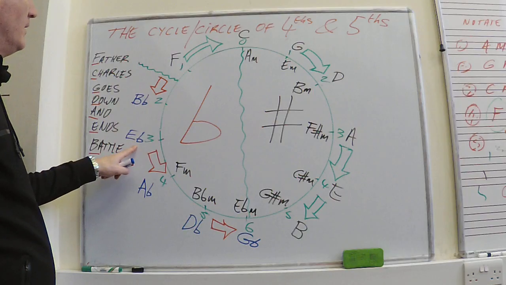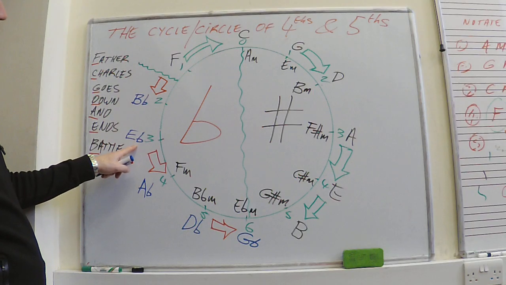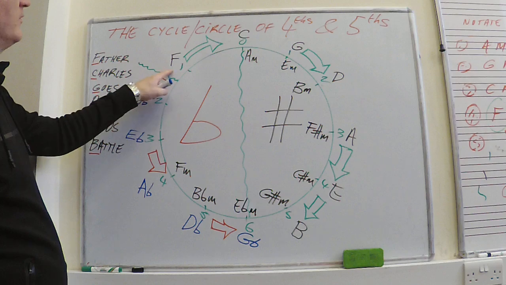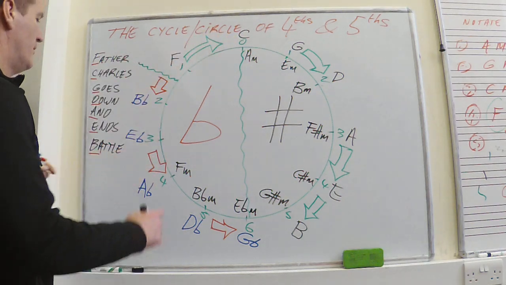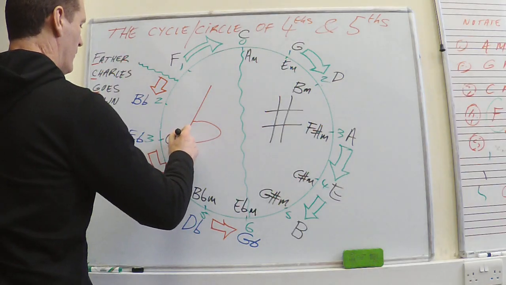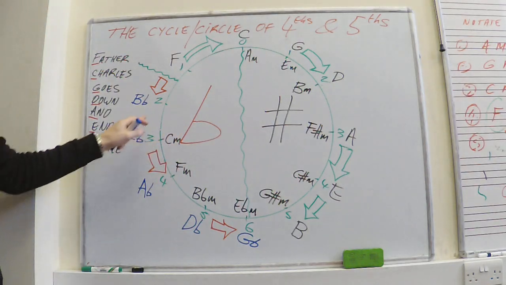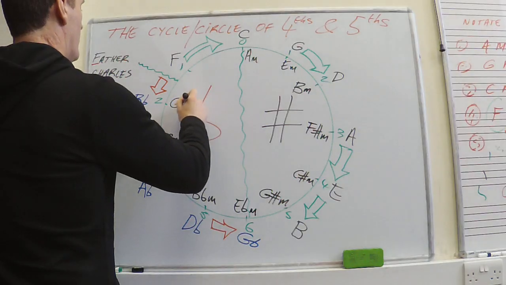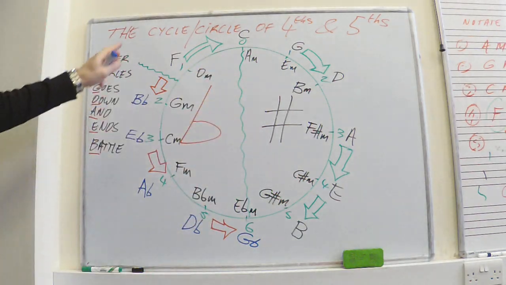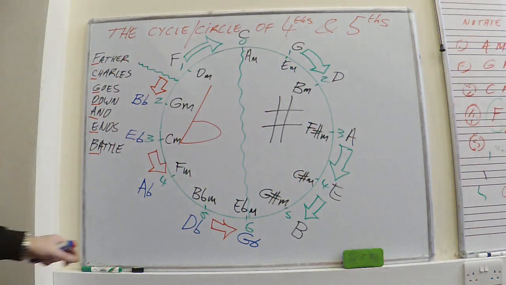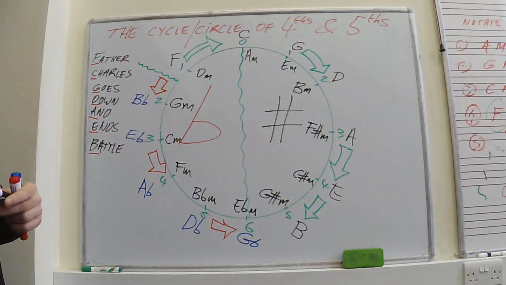The key of E flat, look, is C minor, because +1, +2, +3, we land on C. We don't land on C flat or C sharp, we land on C. Therefore, the relative minor key of E flat is C minor, B flat is G minor, and F is D minor.